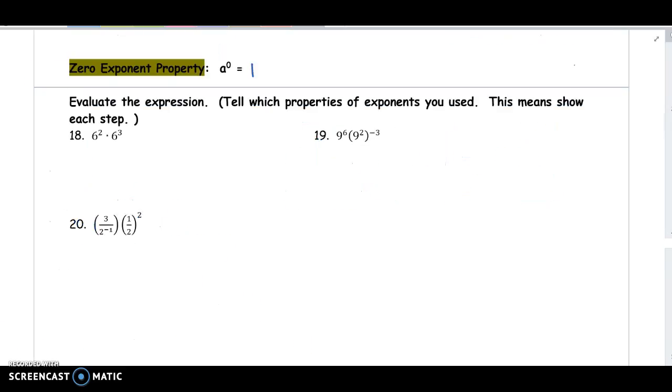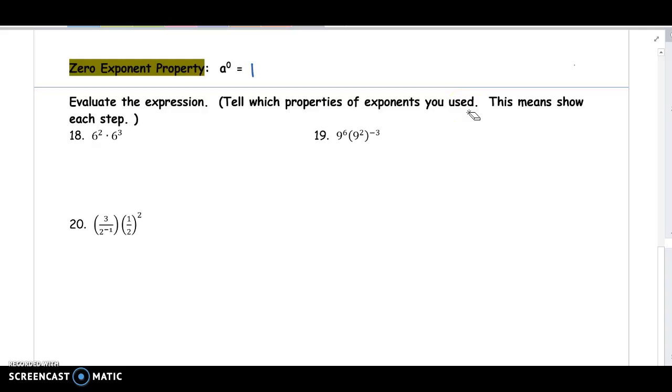This says evaluate the expression, which technically means you should plug it in and get an actual number answer. But what I really want to see is that you know how to use the properties. So I don't want you to plug this into your calculator. I want you to write what the result of using the properties would be.